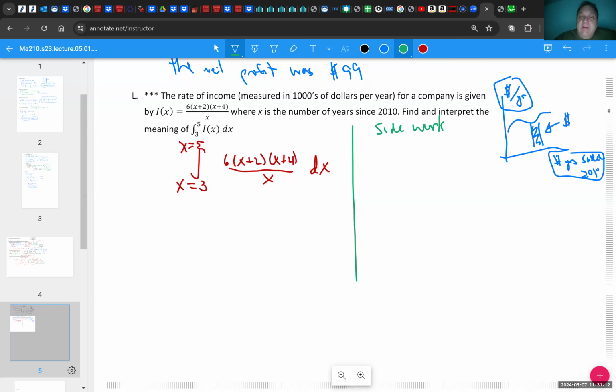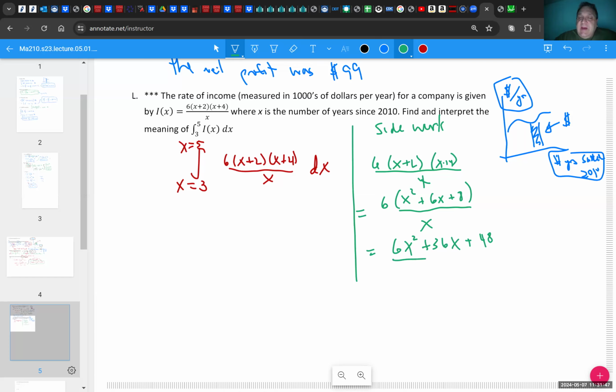So, this is a way of communicating your solution process. So this function here, I'm going to multiply out the two binomials. I get x squared plus 4x plus 2x plus 8. And that's supposed to be an x in the bottom. And then I'll distribute the 6, and that'll be 6x squared plus 36x plus 48.